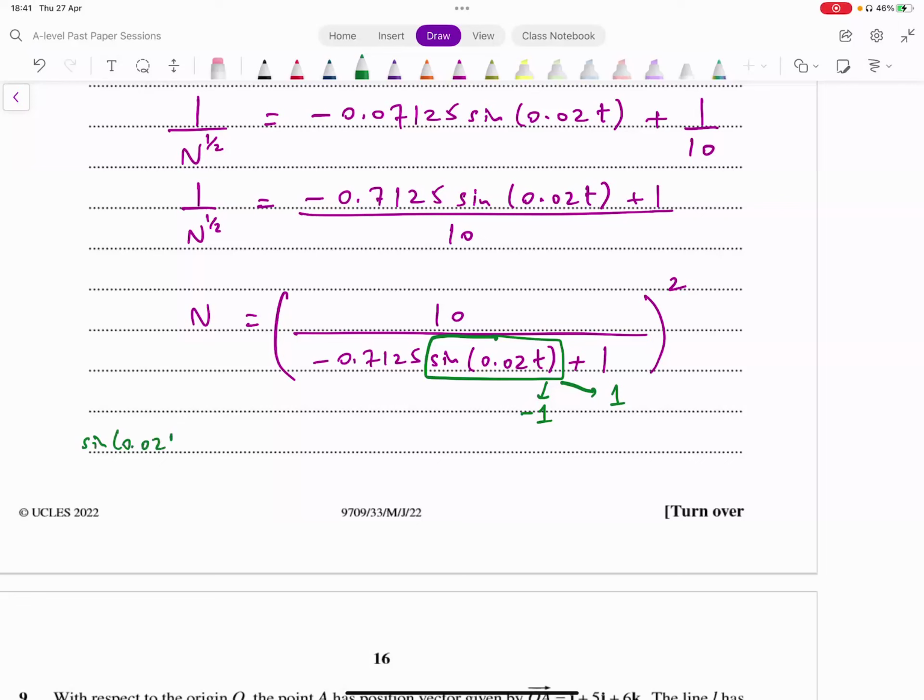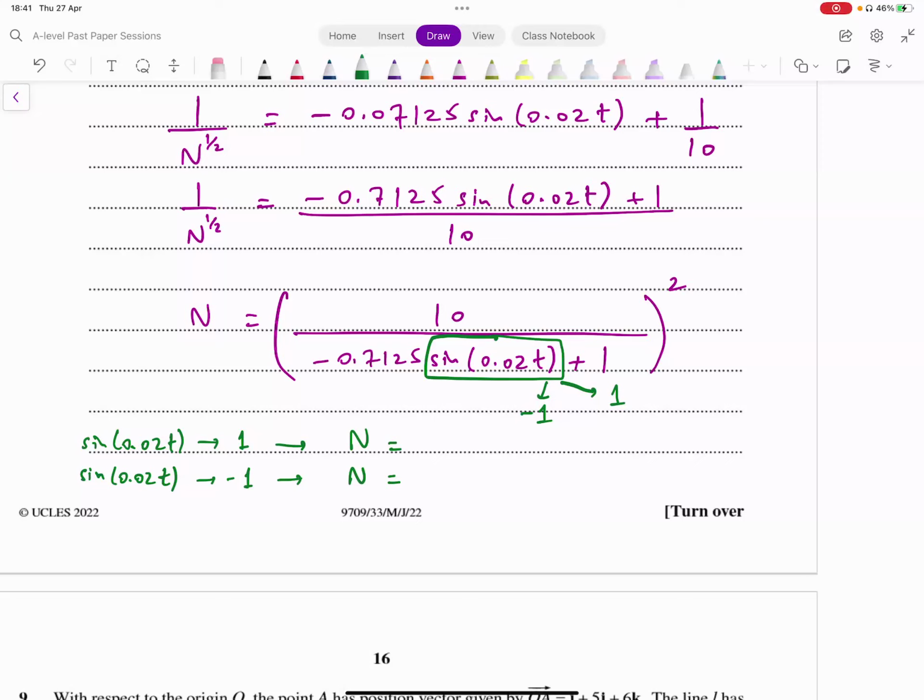साइन ऑफ 0.02t, इसकी जगह पे हम 1 इनपुट करते हैं, इससे देखते हैं n की वैल्यू क्या आती है, और साइन ऑफ 0.02t की जगह पे हम -1 इनपुट कर देते हैं, उसकी जगह पे देखते हैं n की वैल्यू क्या आती है. दोनों n की वैल्यूज देख लें, जो बड़ी होगी दैट इज गोइंग टू बी योर ग्रेटेस्ट वैल्यू. ठीक है, ये आप कैलकुलेटर में डालें, आपको देखें क्या आता है. ओके, लेट मी ट्राई दैट.